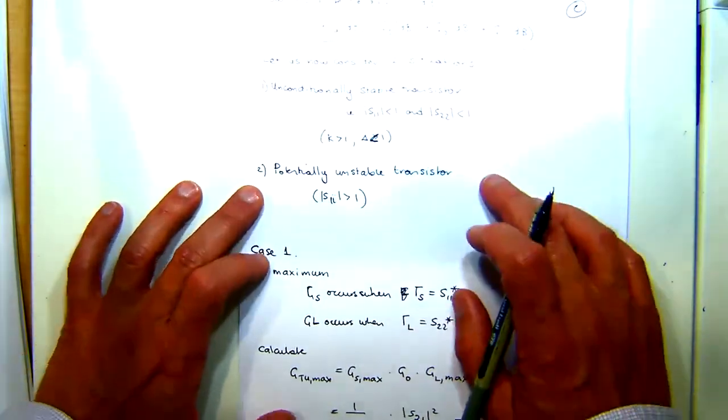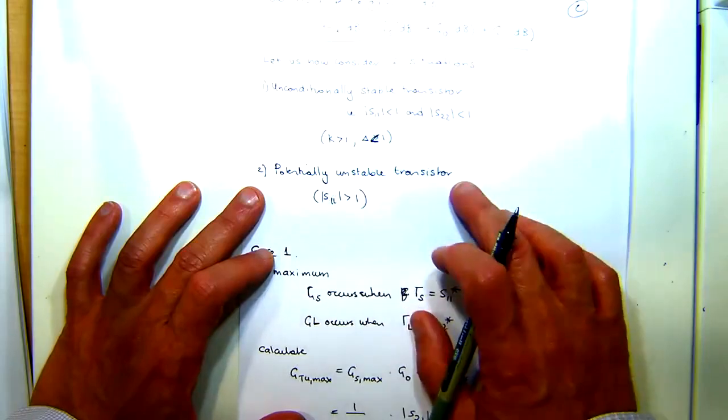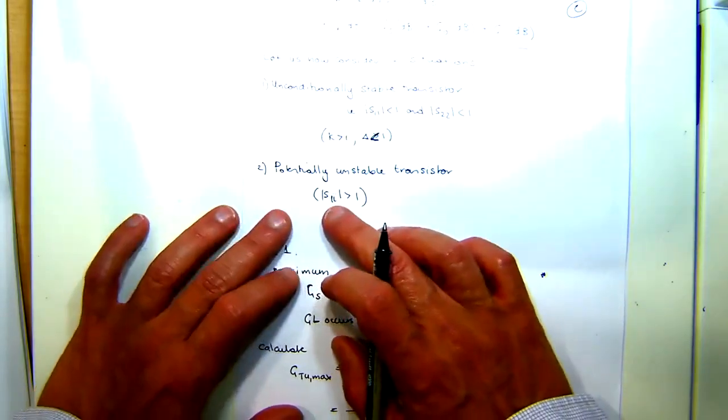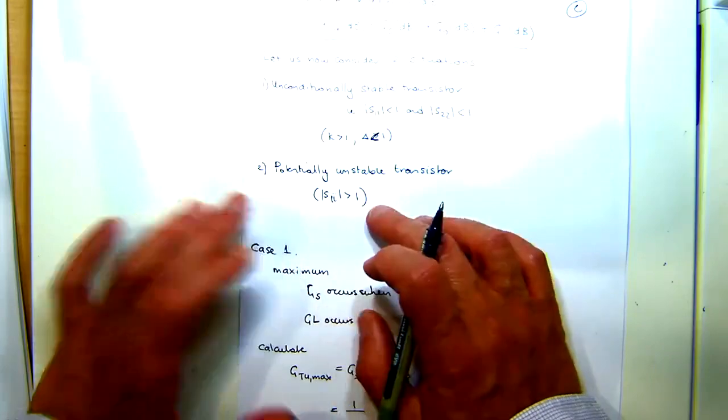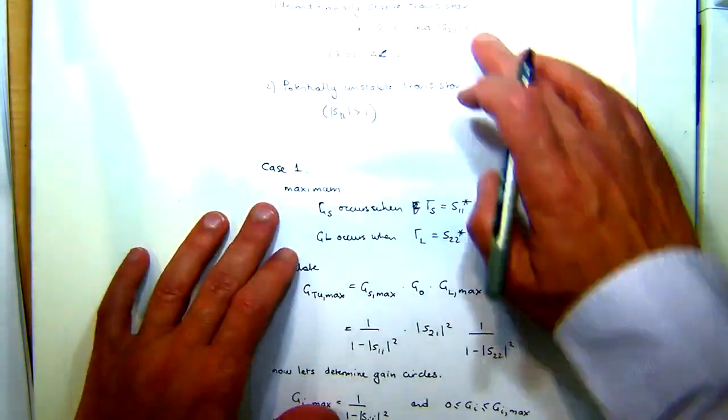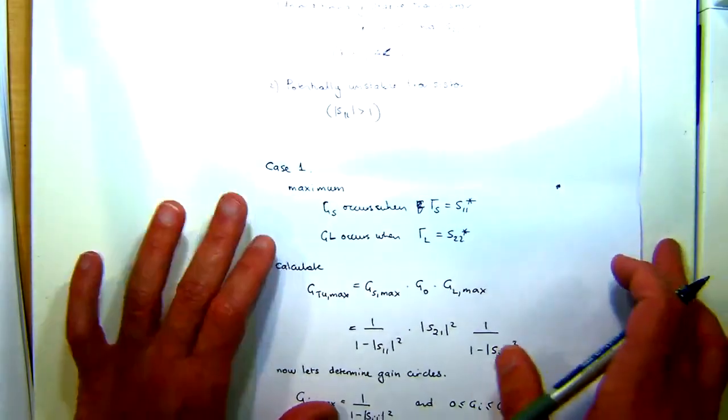Okay, and then we've got the second case where it's potentially unstable, where either the scattering parameters for the input or output port are greater than 1. Okay, let's now go to the unconditionally stable case.